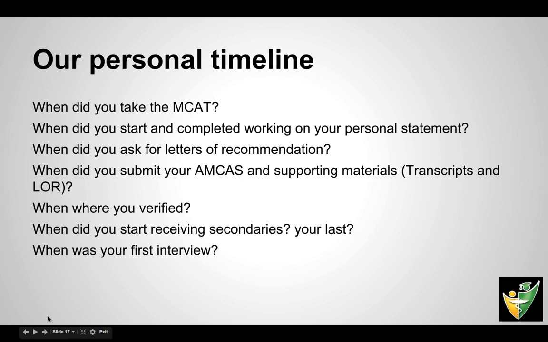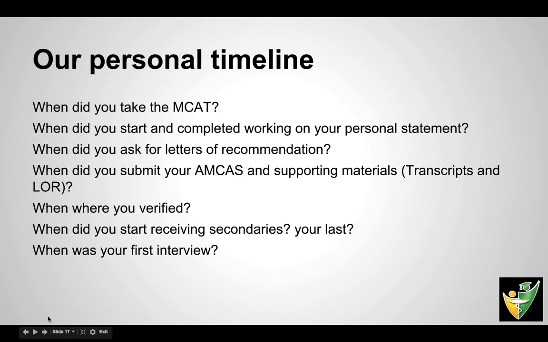Sure. So when did I take my MCAT? I took the MCAT twice. The first time I took it right before starting the post-bac program. Then after completing the spring quarter of my post-bac program, I decided to study for the MCAT again to retake it. I retook it at the end of July, got my score at the end of August. And when I got my score, I said, okay, I can go ahead and apply.